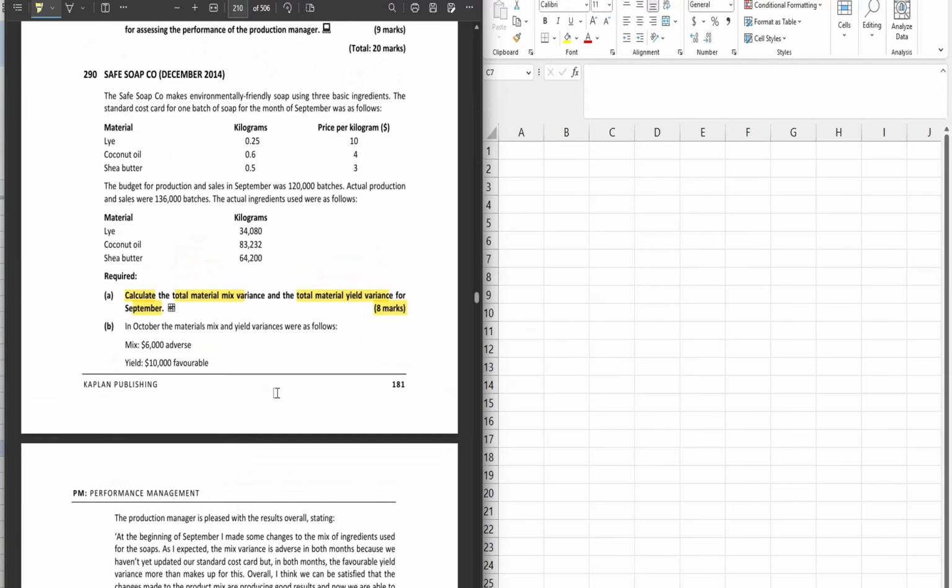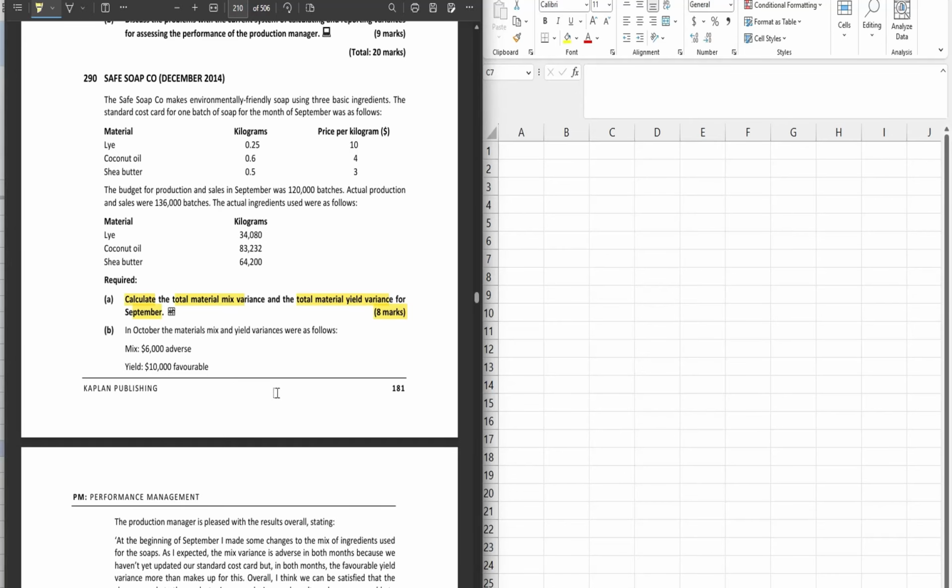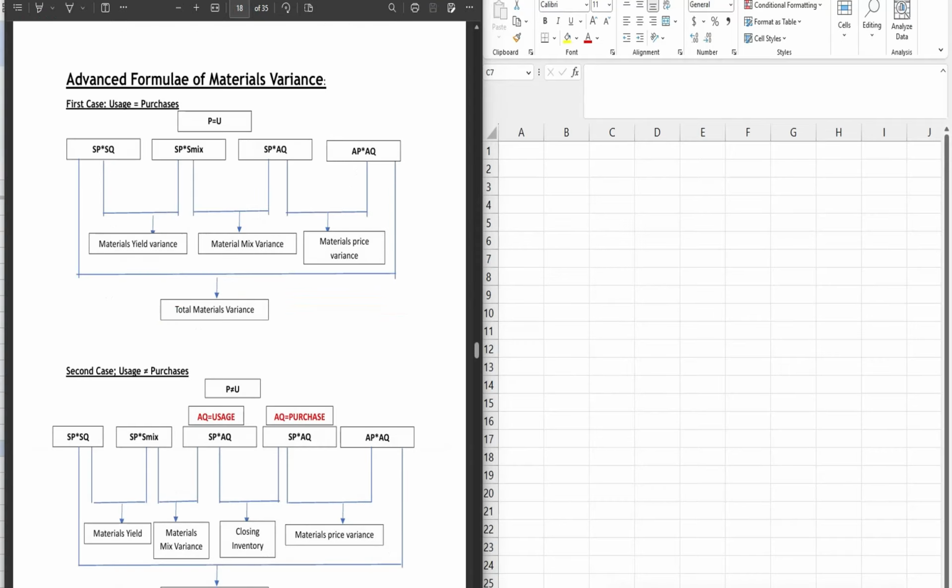So now let's perform the calculation part. The question asks us to calculate the material mix and material yield. So let's recap the formula before we perform the calculation. So here is the formula. If you want, I have also uploaded the formula video separately. So if you want that video, just comment formula and I will send you the video link.